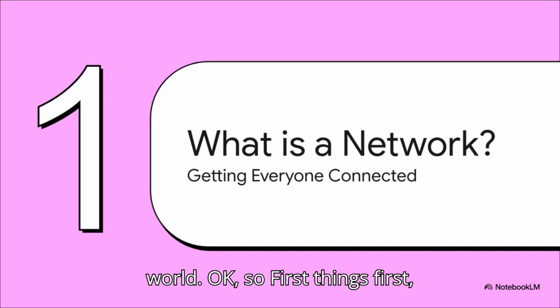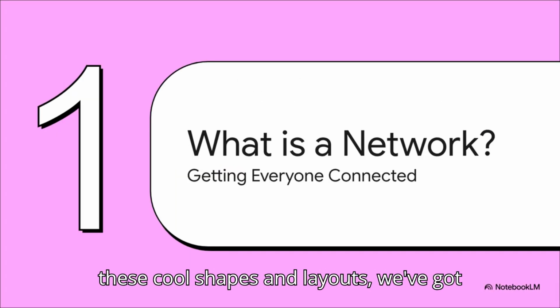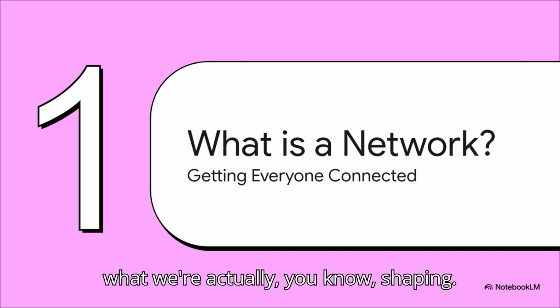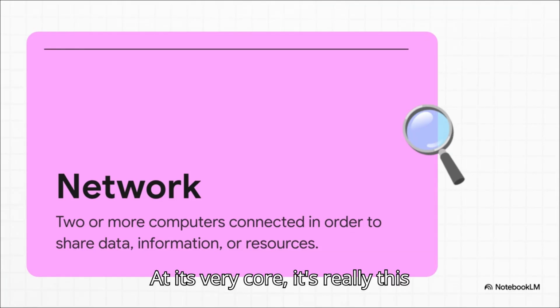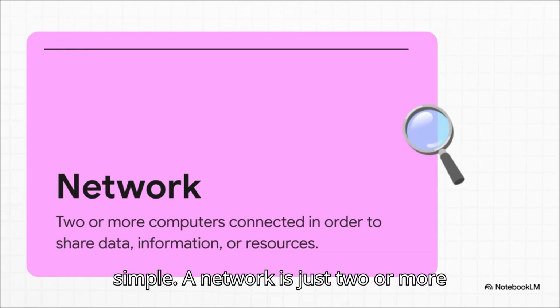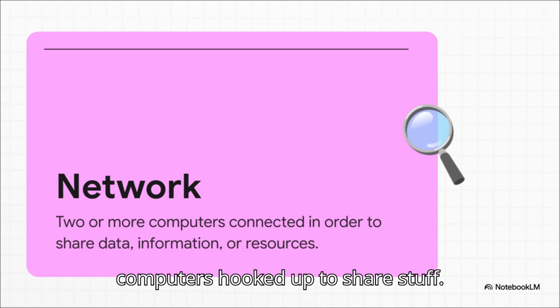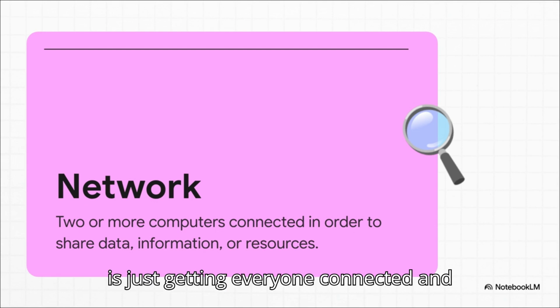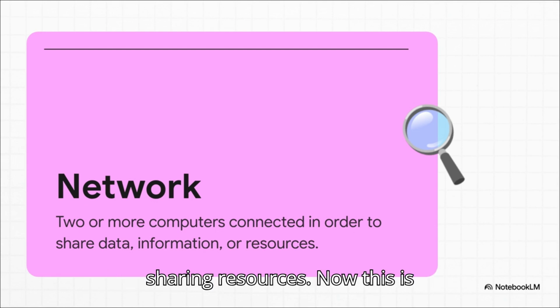Okay, so first things first. Before we can start talking about all these cool shapes and layouts, we've got to make sure we're on the same page about what we're actually shaping. At its very core, it's really this simple. A network is just 2 or more computers hooked up to share stuff. That's it. Could be a file, a printer, or your internet connection. The whole point is just getting everyone connected and sharing resources.